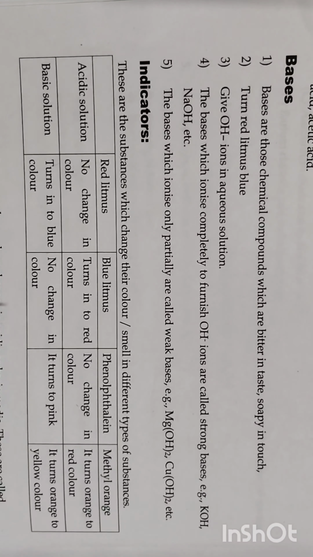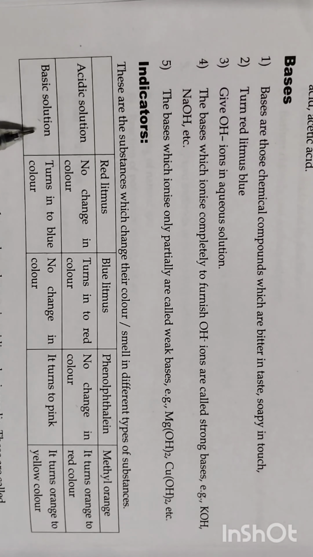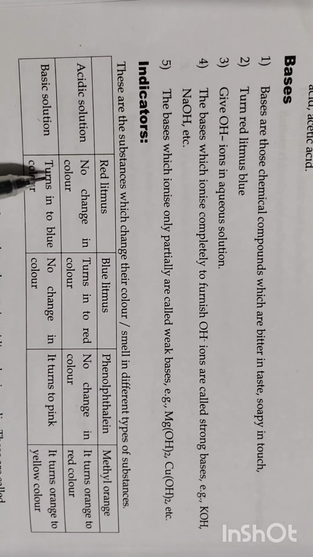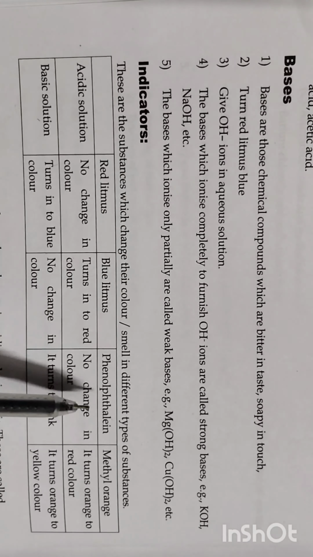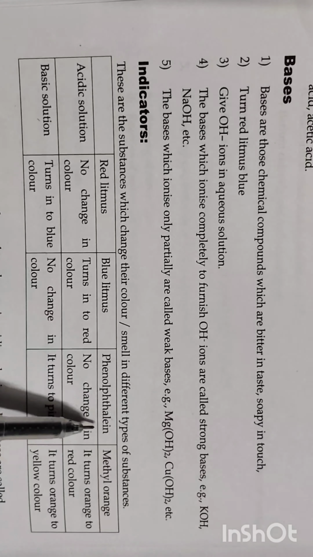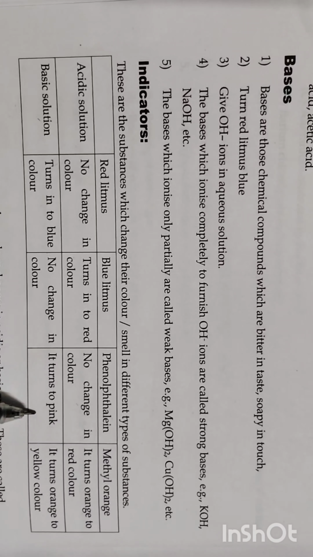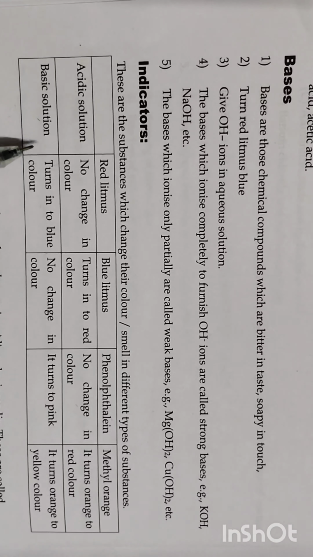Similarly, if you take a basic solution, it turns red litmus paper into blue color, whereas there is no change in color when it is treated with blue litmus. When you treat the basic solution with phenolphthalein indicator, it turns pink, but when you treat the basic solution with methyl orange, it turns orange to yellow color. That is the characteristic of the indicators in the case of both acidic and basic solutions.